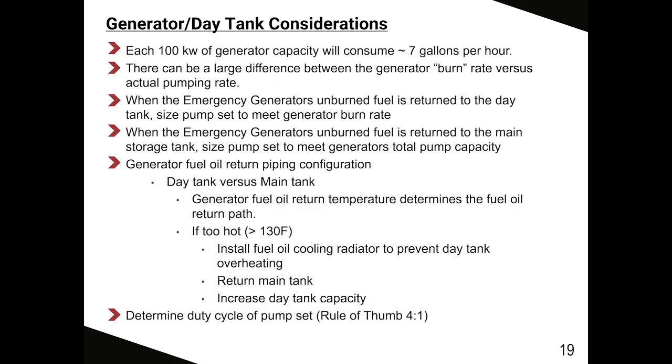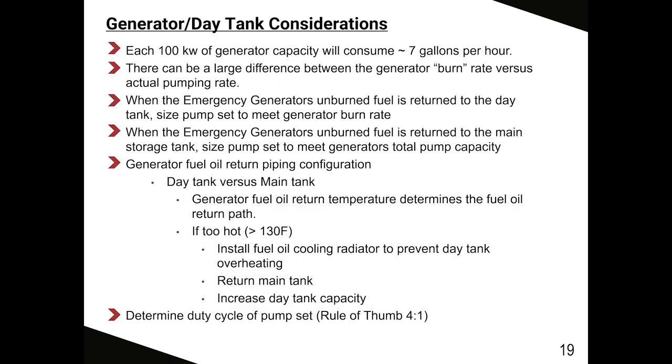System design is determined by either generator consumption or pump flow rate. Similar to boilers, there could be a large difference between the generator burn rate versus the actual pumping rate. A good rule of thumb is that each 100 kW of generator capacity will consume 7 gallons per hour.